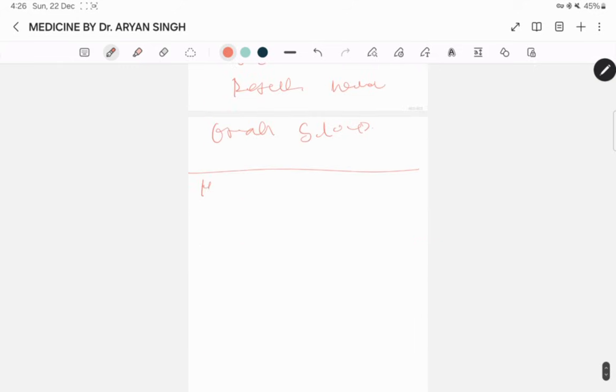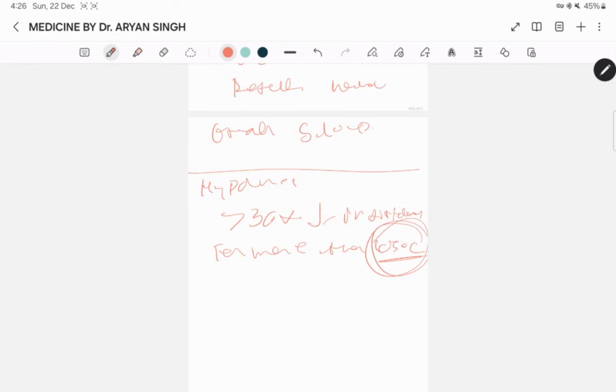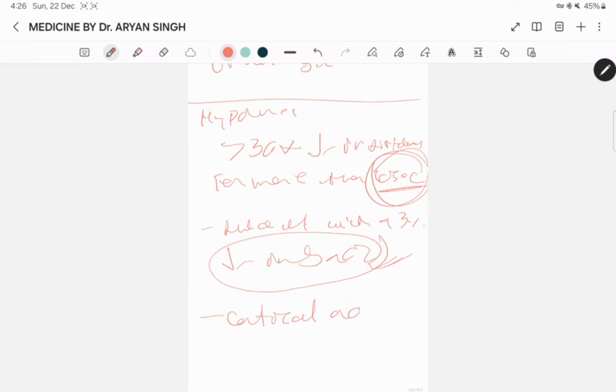So if we say hypopnea, the important point is more than 30% decrease in airflow for more than 10 seconds, associated with a 3% decrease in SaO2 and cortical arousal. Remember this one, important.